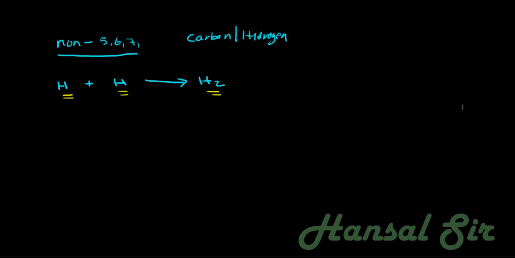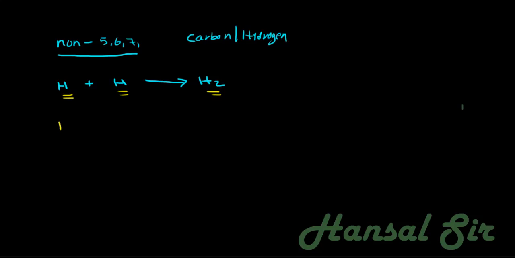Now if you think about it, hydrogen is a non-metal, and this hydrogen is also a non-metal. They are both exactly the same atoms. When they react together, this hydrogen cannot donate electrons and this hydrogen cannot donate electrons. So there is a sharing of electrons, and the bond formed between these two atoms is known as a covalent bond. Let's take one more example.